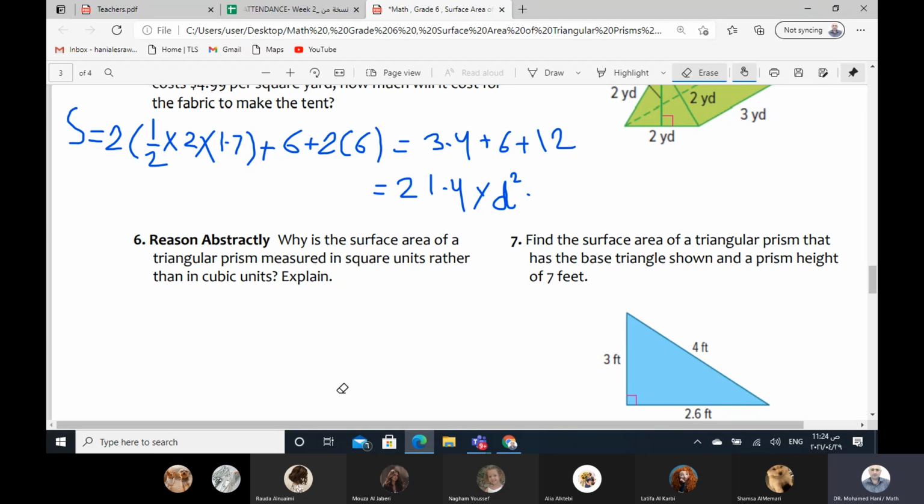Who can read exercise number 6? I'm Nagam. Can I read it, please? Okay, now start please. Why is the surface area of a rectangular prism measured in square units rather than in cubic units? Explain. Who can explain for us?